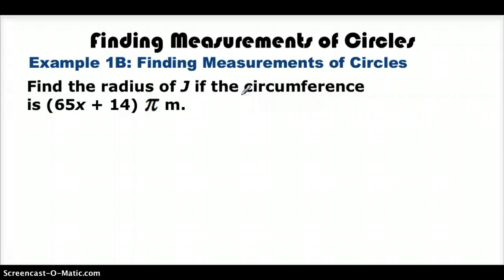The next one asks us to find the radius of circle J. I should say circle J there, so I apologize for that. I'm just going to go ahead and fix that. So find the radius of circle J if the circumference is 65x plus 14 pi meters.